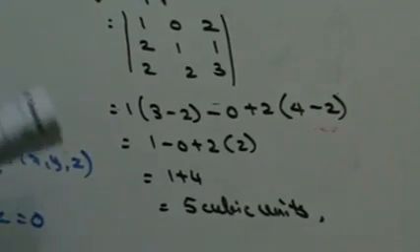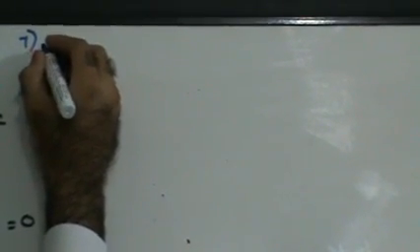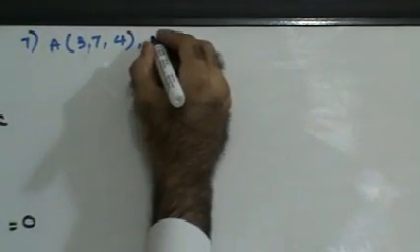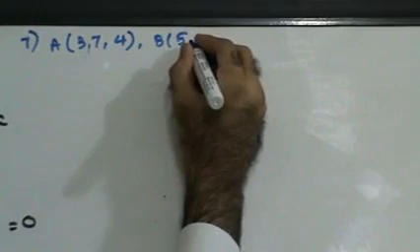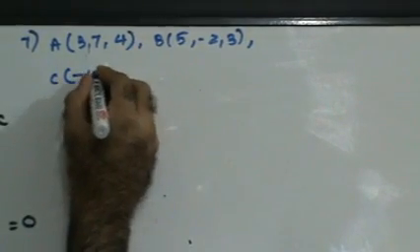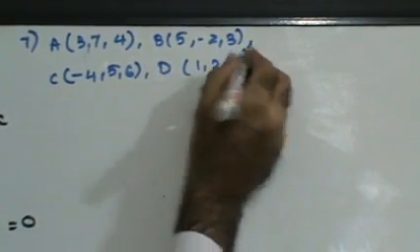Fine, do we get this in here? Next, take our next one please. Find the volume of tetrahedron whose vertices are 3, 7, 4, 5, minus 2, 3, minus 4, 5, 6 and 1, 2, 3.